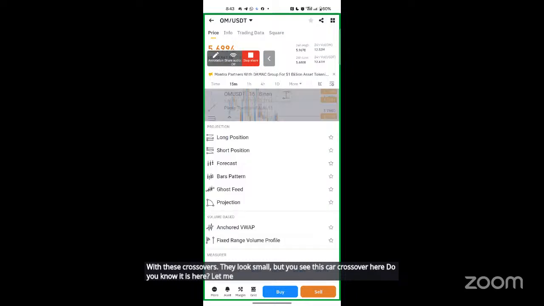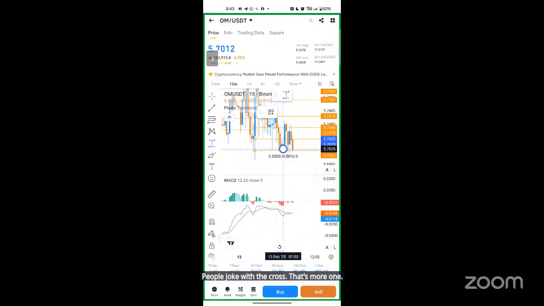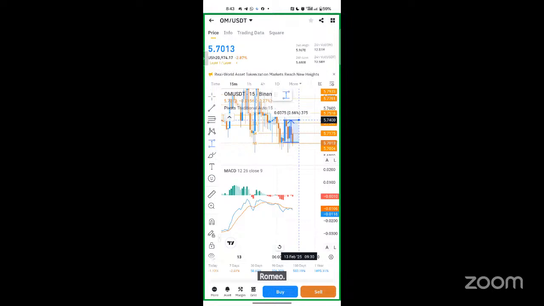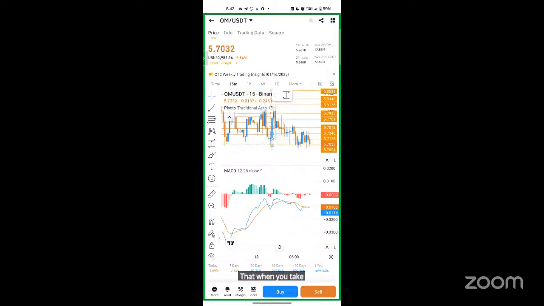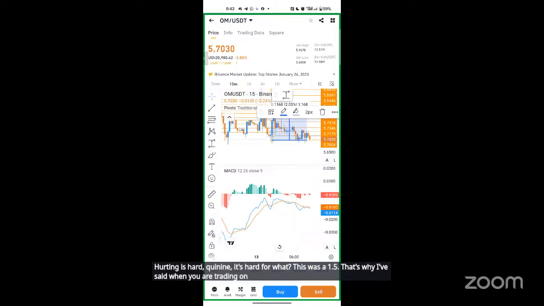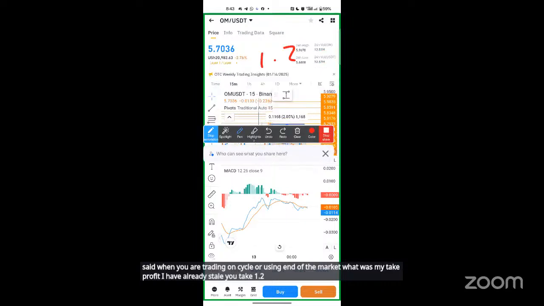Let me show you how profitable it was. People joke with the crossover, a small one from here. It was a 0.7. But when you take this one that was imminent, this was a 1.5. That's why I have said when you are trading on cycle or using indicators to enter the market, what was my take profit? I have always told you to take 1.2, maximum 1.3.